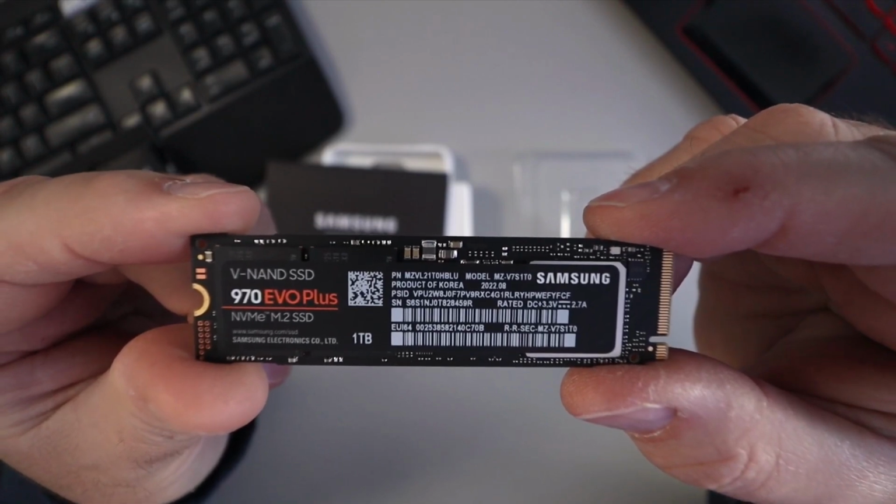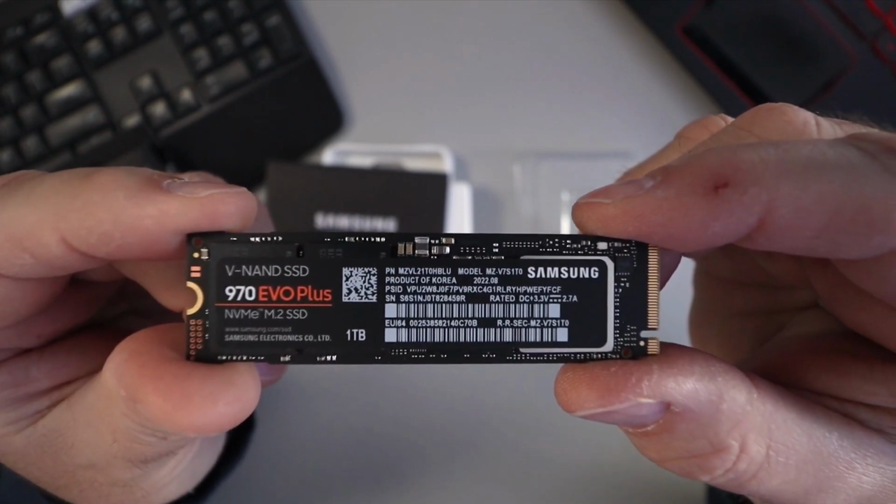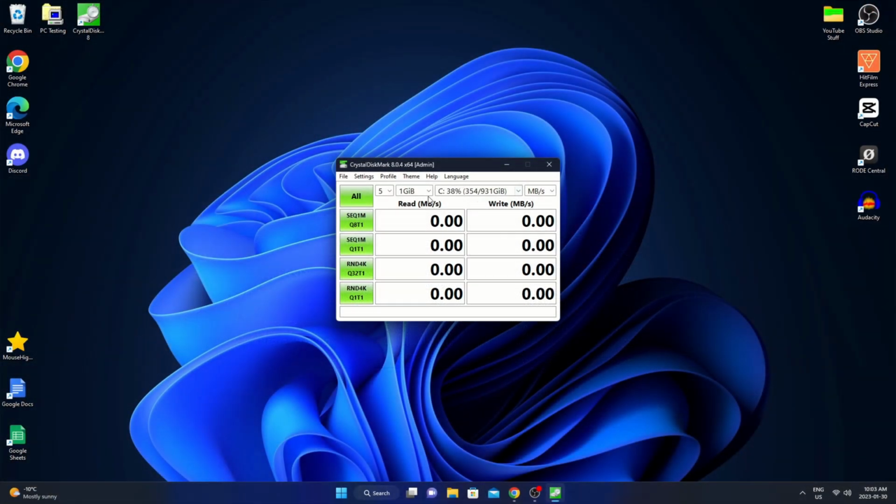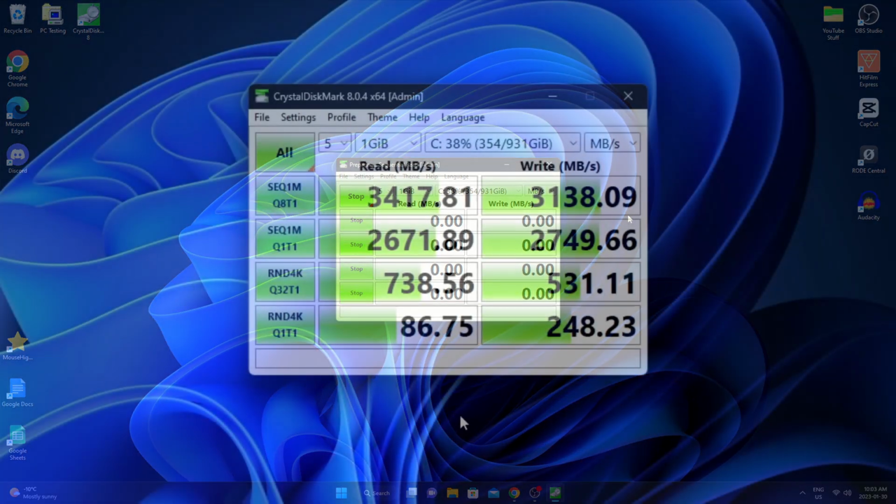I'm gonna go ahead and install this and start that speed test right away. I've got that CrystalDiskMark test all loaded up here. We're gonna go ahead and start that and then I'll come back to you as soon as I have the results. All right, so here we go.